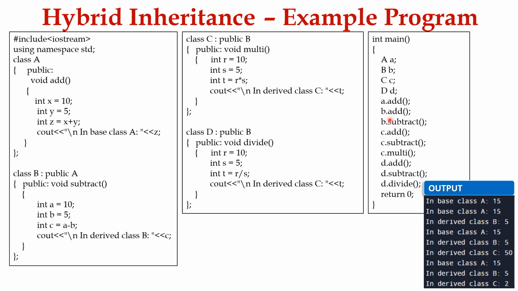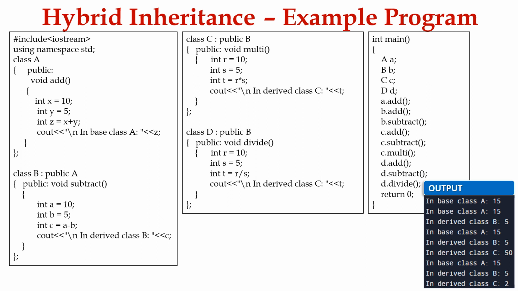Using the class B object small b, we can access the functions defined in class A and class B. Then, using the class C object small c, we can access the functions which are defined in class A, class B, and class C. Using the class D object, we can access the functions defined in class A, class B, and class D.